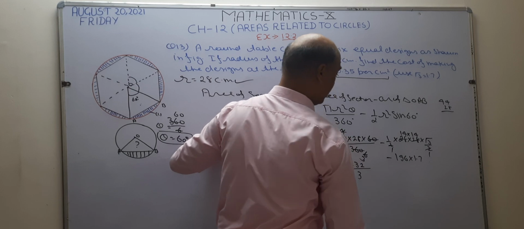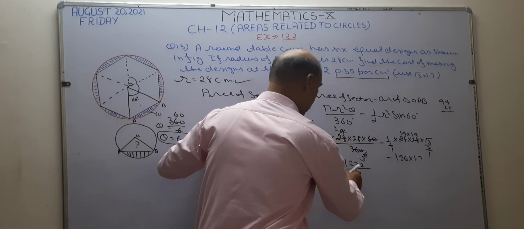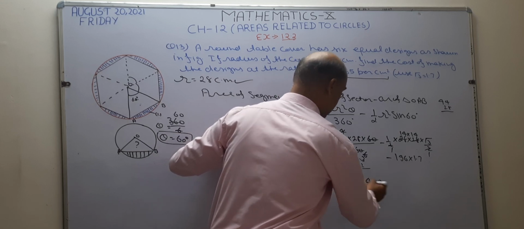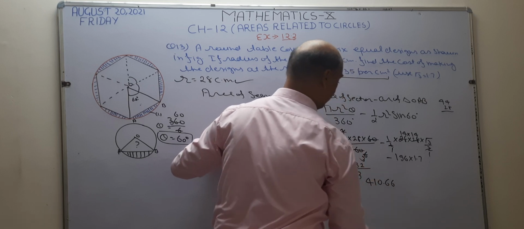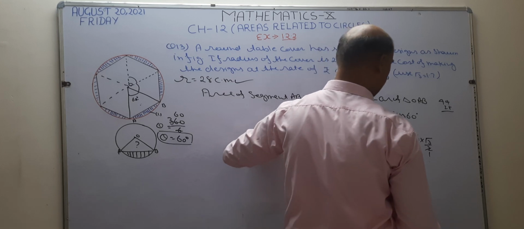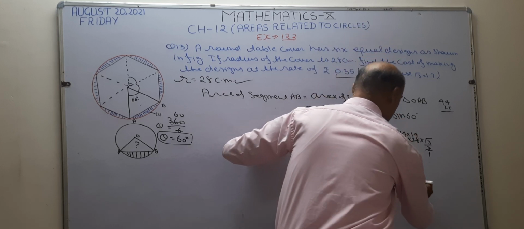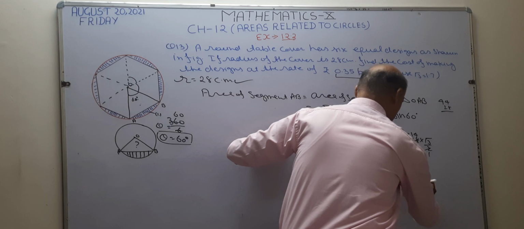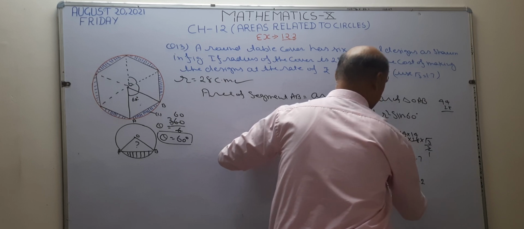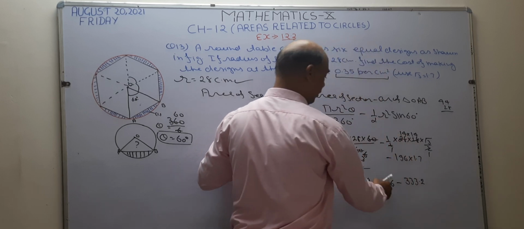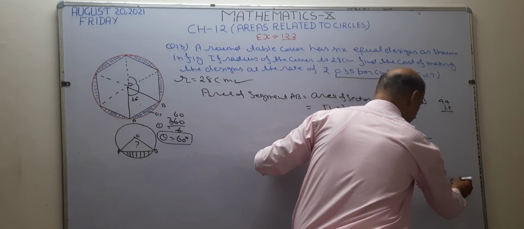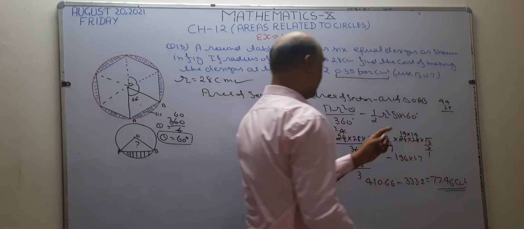And 196 into 1.7 is there. Now I want to divide: 3 4s are 12, 3 1s are 3, and 3 6s are 18. So this becomes 410.66. When you multiply 196 by 1.7, this gives the answer 333.2. When you subtract 333.2 from 410.66, this gives you the value 77.46 centimeter square. So this is the area of the first segment.